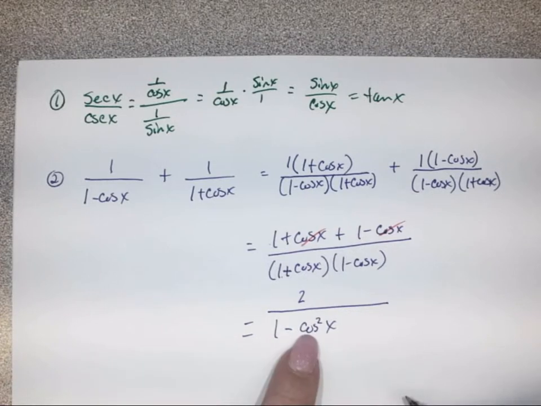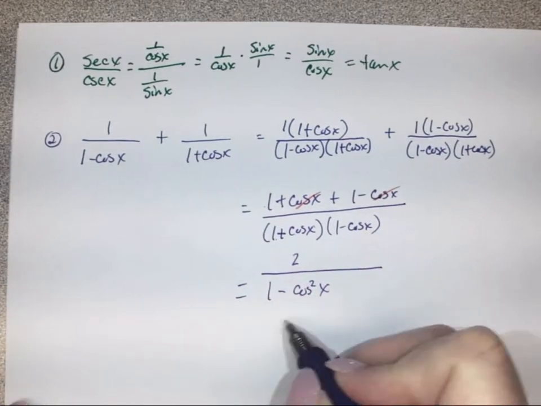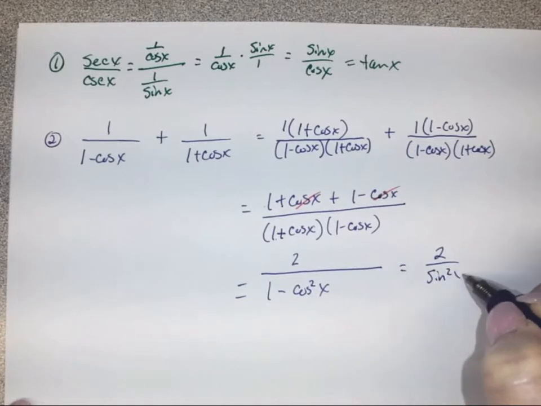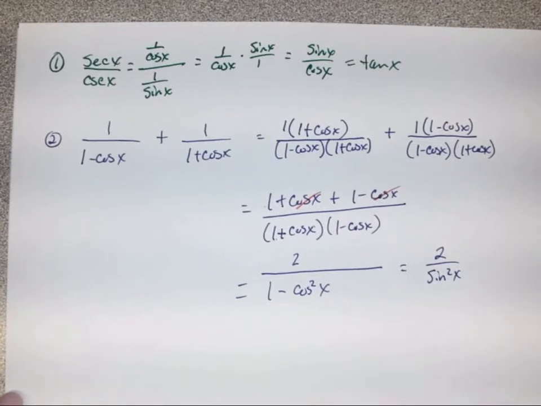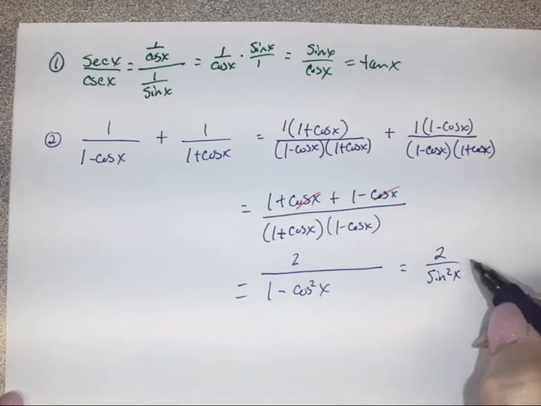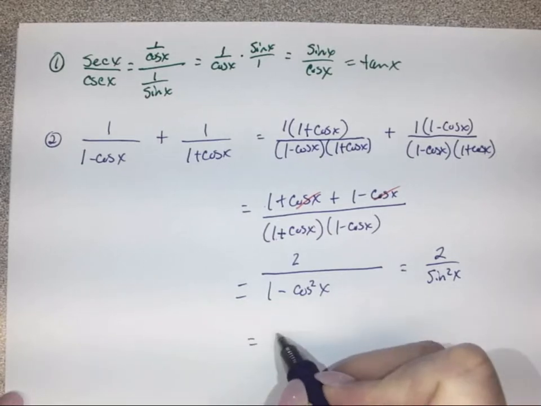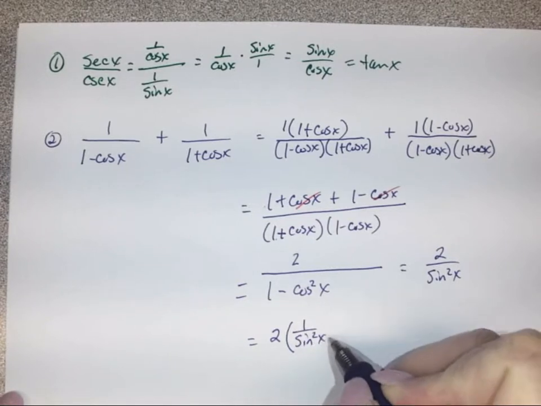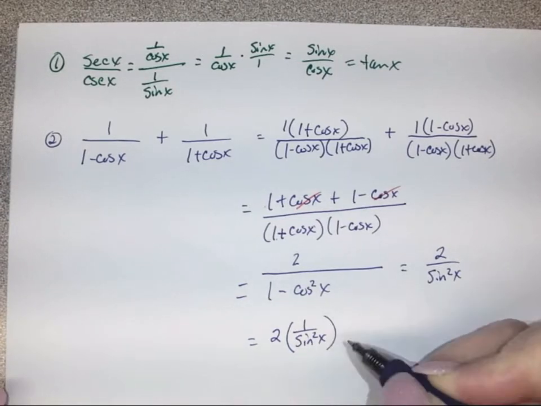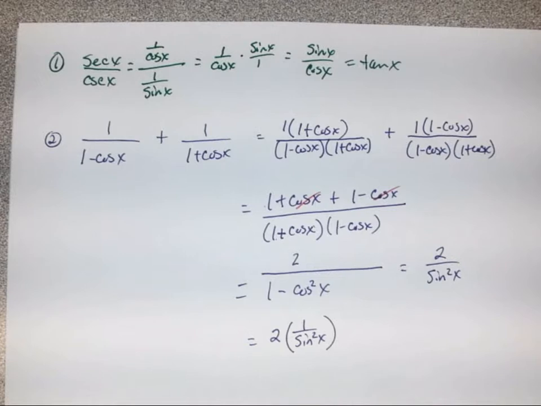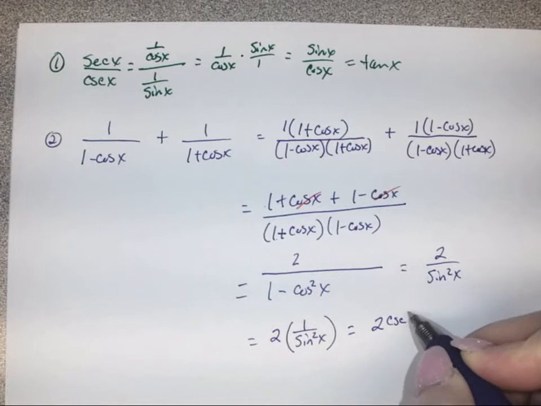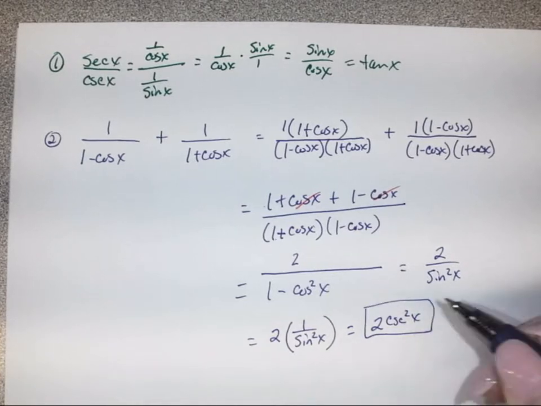Now 1 minus cosine squared x is going to be equal to sine squared x using the Pythagorean identities. And then we can pull the 2 out and have 1 over sine squared x. And we can recognize that 1 over sine is cosecant. So this is going to get us 2 times cosecant squared x. And this would be our final answer.